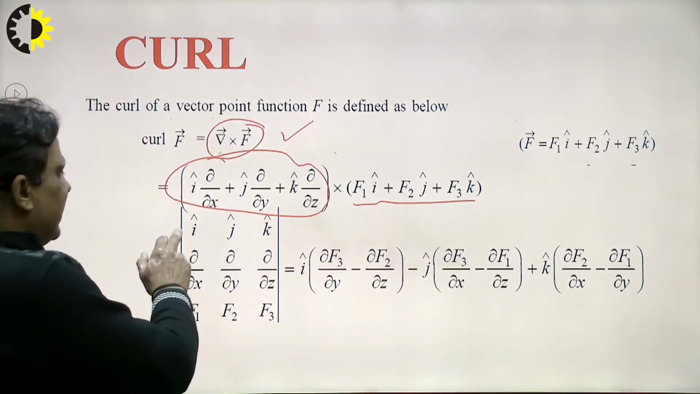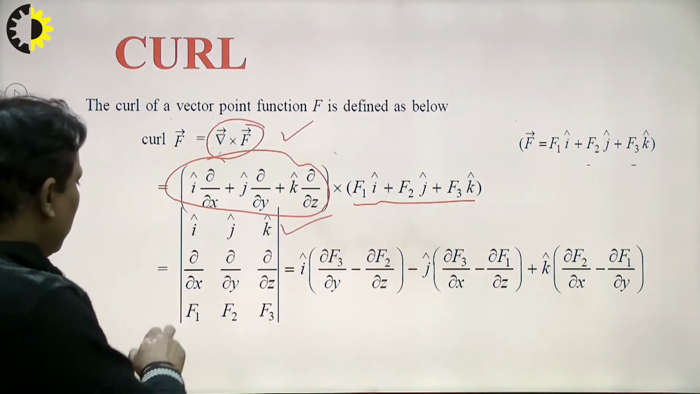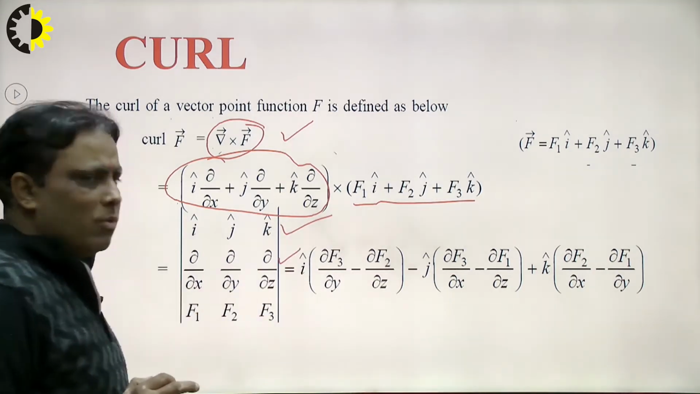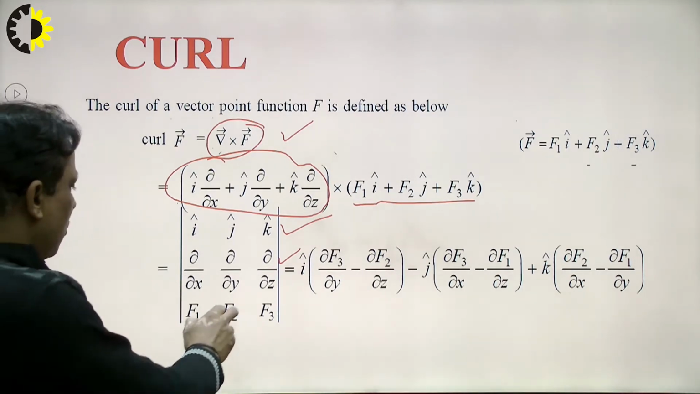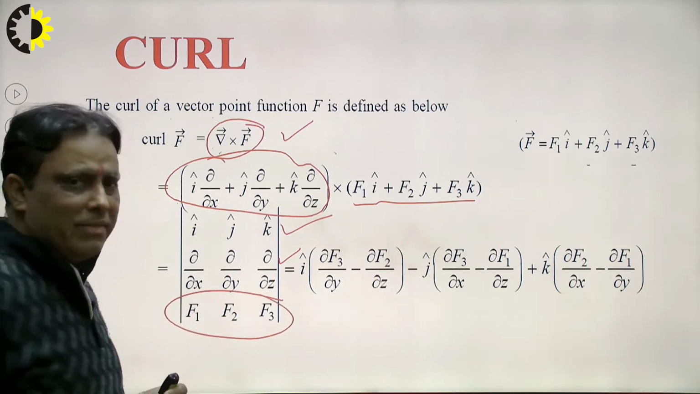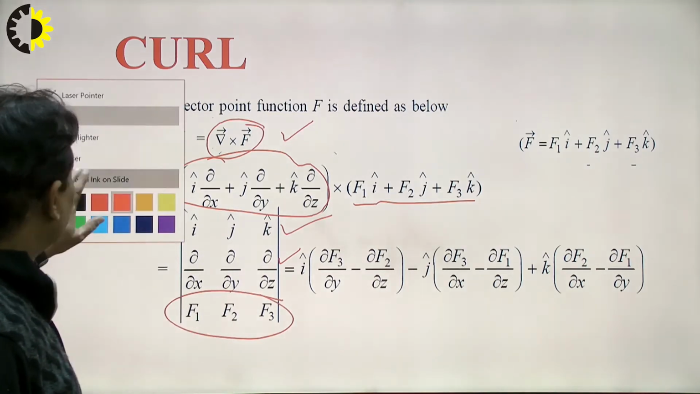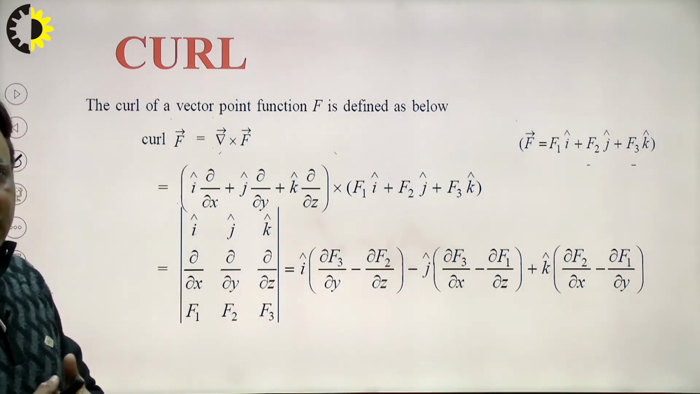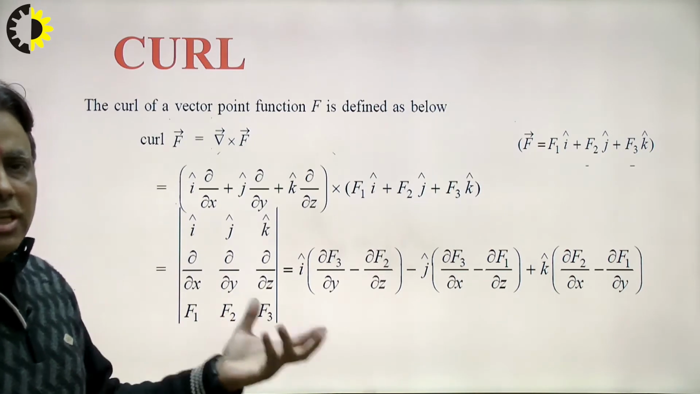First of all, I write the components i, j, k in the first row, and in the second row the partial derivatives del over del x, del over del y and del over del z, and the third row is the components of the vector point function f: f1, f2 and f3. If we open the 3 by 3 determinant, how do we calculate it? Students know how to calculate the determinant of 3 by 3.